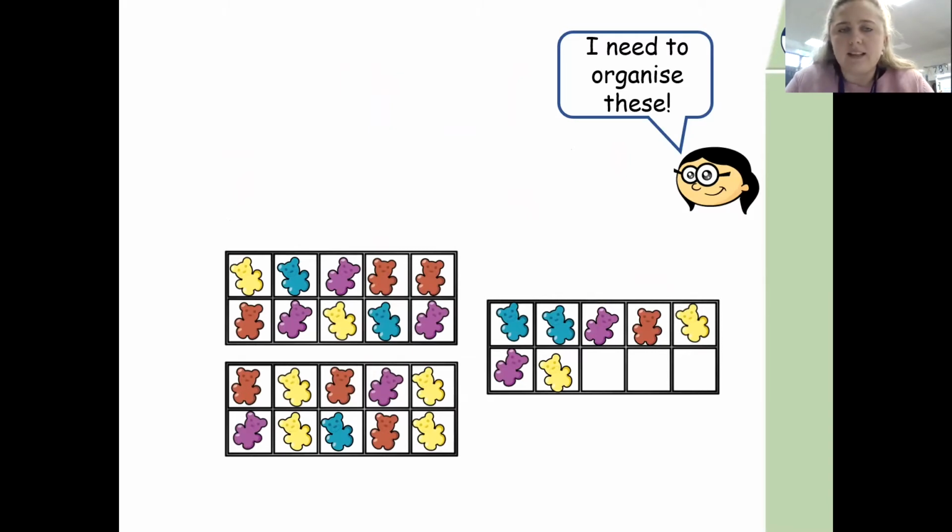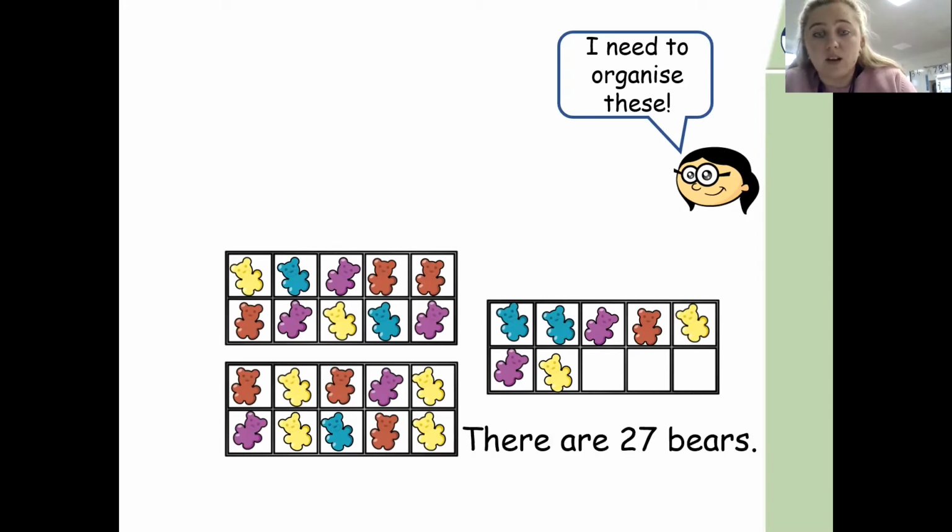Okay, let's count them. So we have 1 ten, so 10. We have 2 tens, 20. And then we have not quite a full tens frame. So let's count that one individually. 21, 22, 23, 24, 25, 26, 27. There are 27 bears. Well done if you got that right.